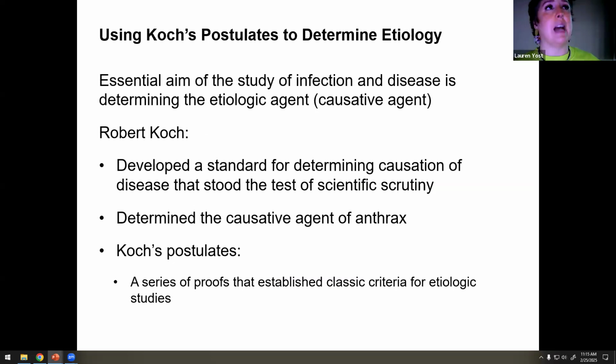Robert Koch came up with some steps to help identify our microbes, basically by isolating them from the microbes, putting them into a new organism, and then seeing the same disease and then re-isolating that organism back out.